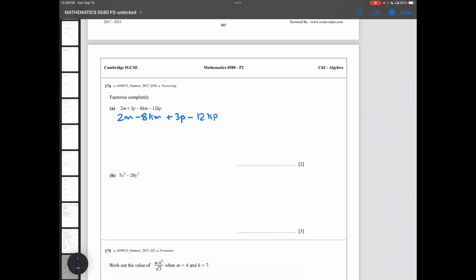Now in 2m and minus 8km, 2m is common. I'm left with 1 in the first term and minus 4k in the second term. Now in the third and fourth terms, we can see that 3p is common. So again, 1 is left in the third term and minus 4k is left from the last term. Now 1 minus 4k is the whole common over here.